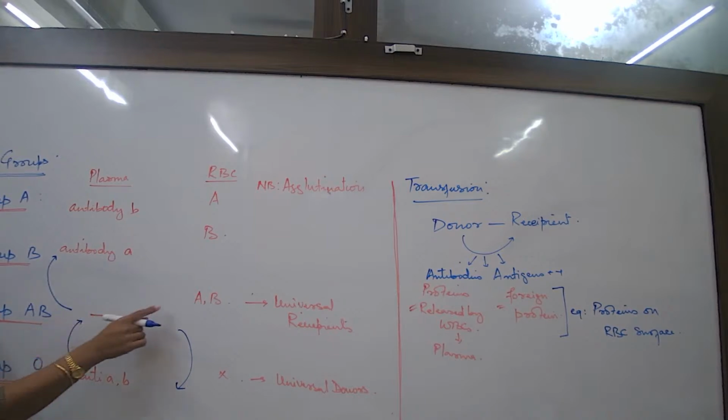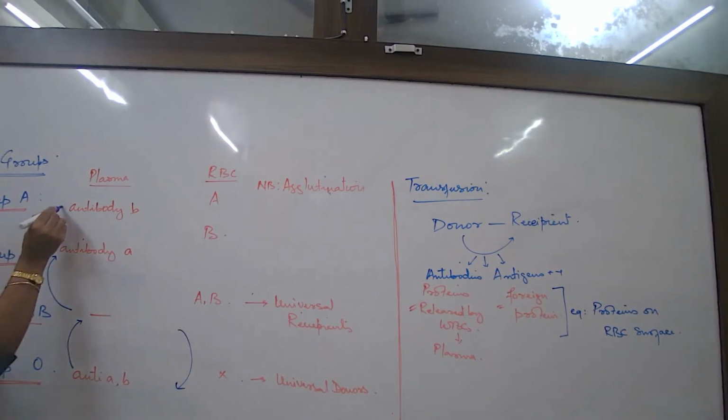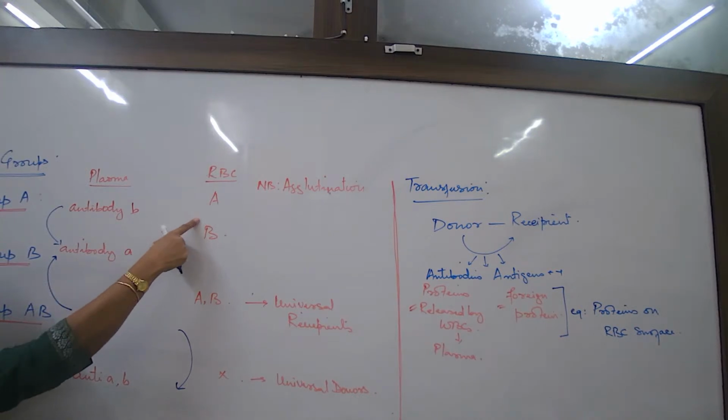So why there's a risk actually? Because these foreign antigens are entering the body. Can this happen? Can a person with A give blood to B? No, because then this will come together.